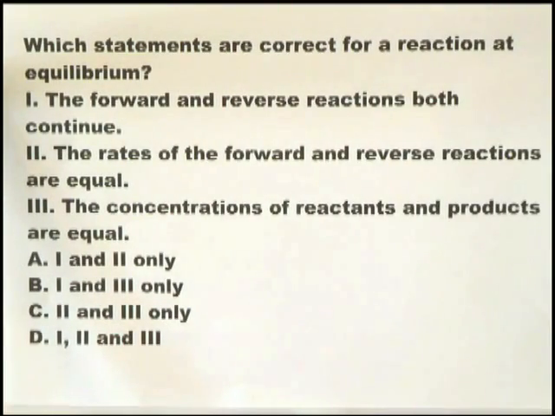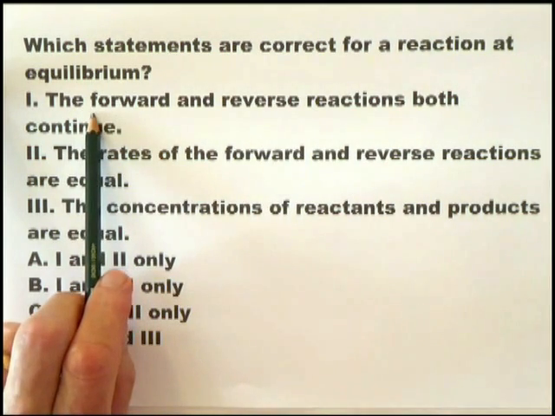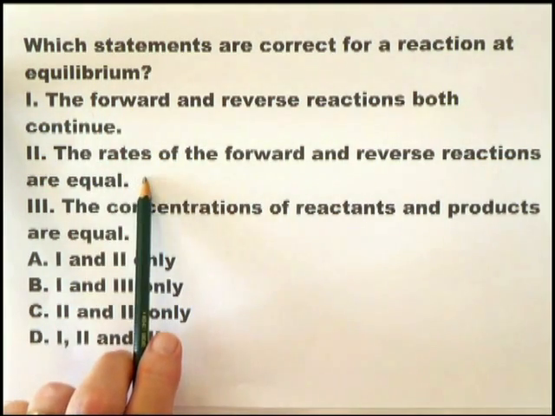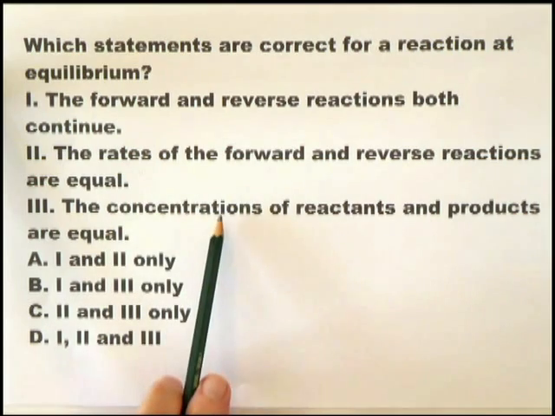Another question about which statements are correct for an equilibrium situation. The forward and reverse reactions both continue. That is definitely true. That is always true. The rates of the forward and reverse reactions are equal. Yes, we've agreed before in previous questions that this is true. Concentrations of reactants and products are equal. No, as I've made very clear, this is not generally true. It will only be true in a very specific situation.